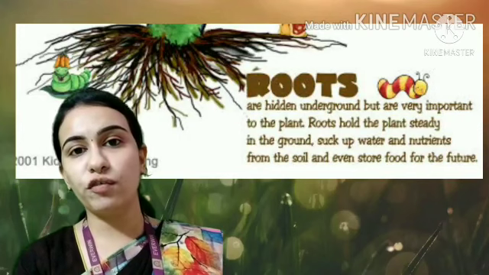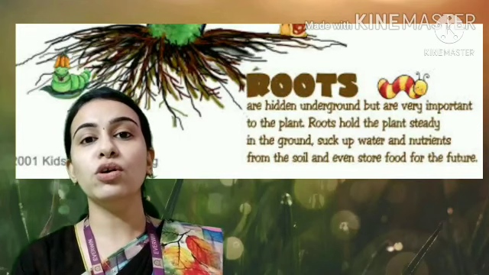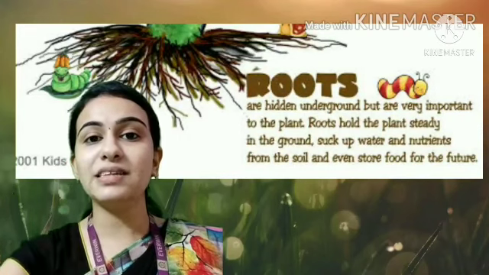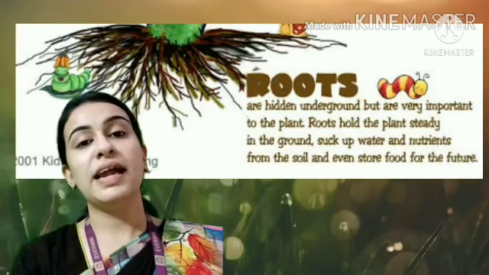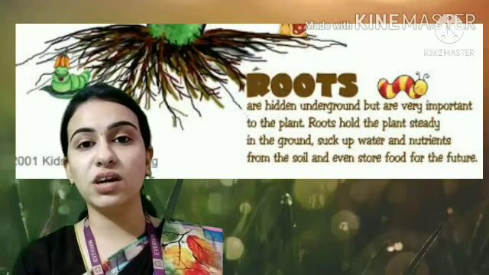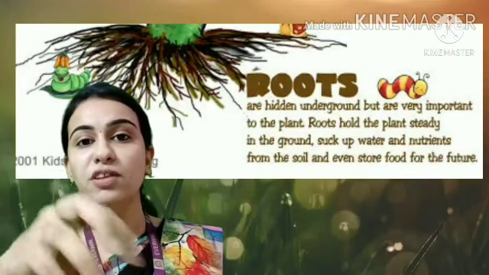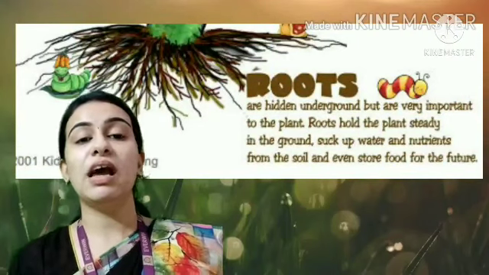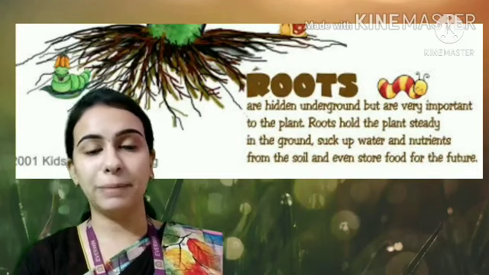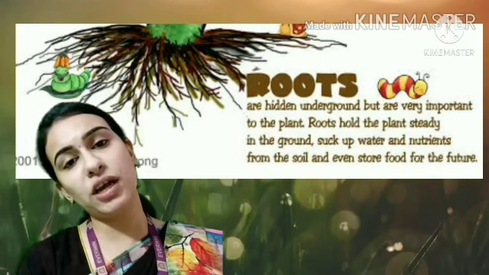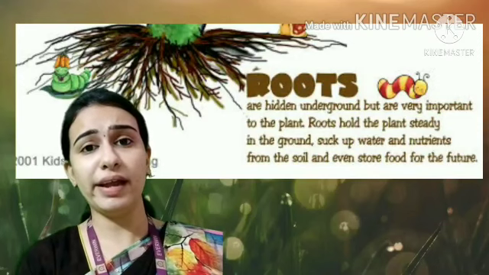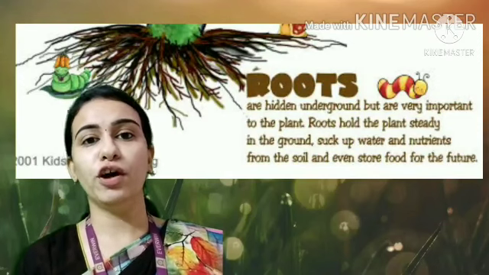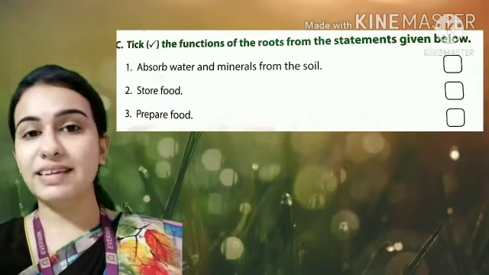What are the functions of root? The function of the root is to hold the plant firmly into the soil. And what is the next function? It will absorb the water and nutrients from the soil and give them to the other parts of the plant. And what is the next function? It will store the nutrients, right? So these are the functions of root. Now let's see. There are three statements given.